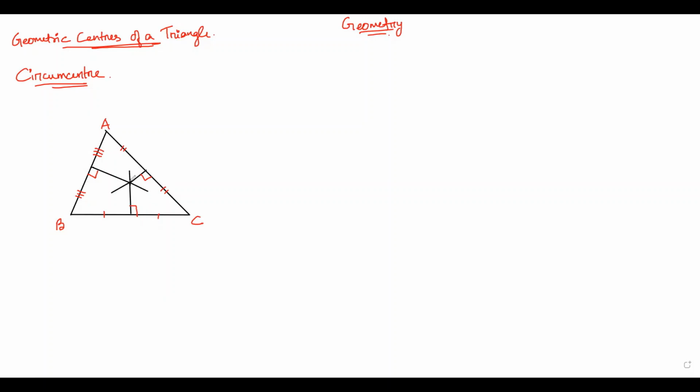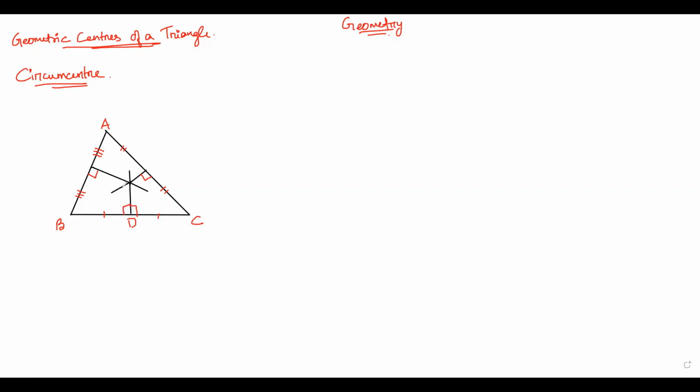Perpendicular bisector is a line which bisects any side perpendicularly. Say if this line is the perpendicular bisector on the side BC at point D, then the length BD would be equal to DC and this angle would be 90 degrees.